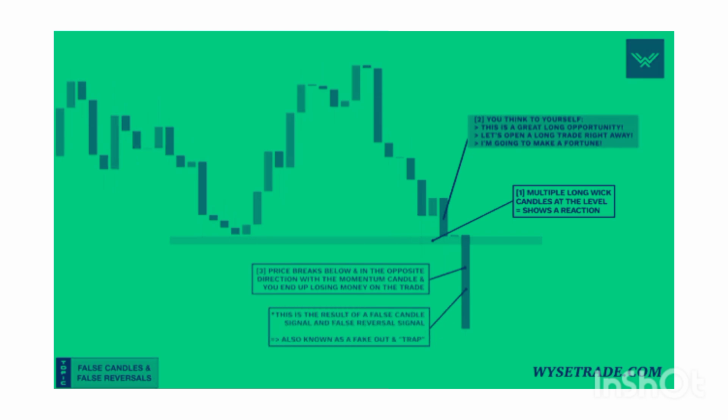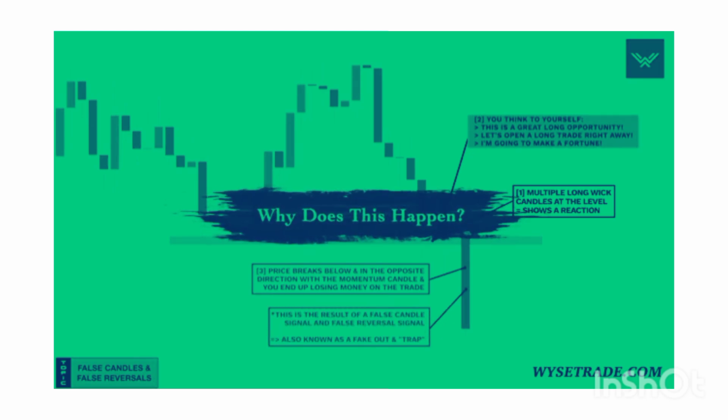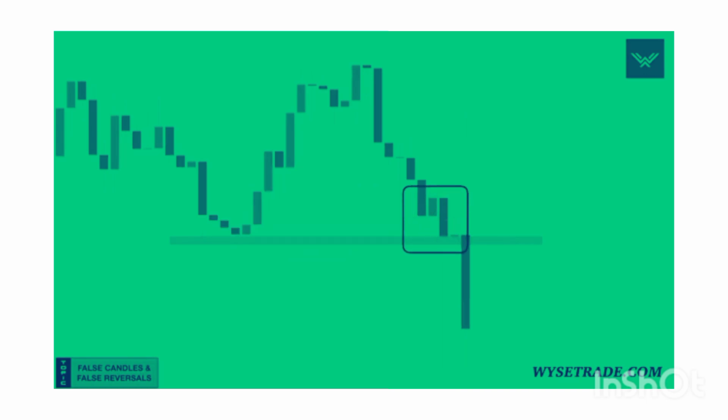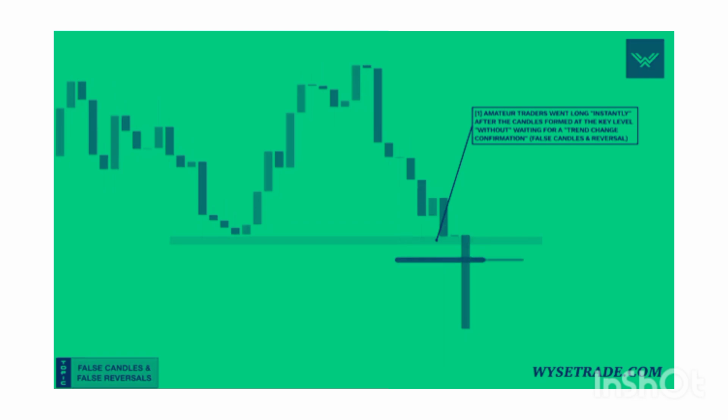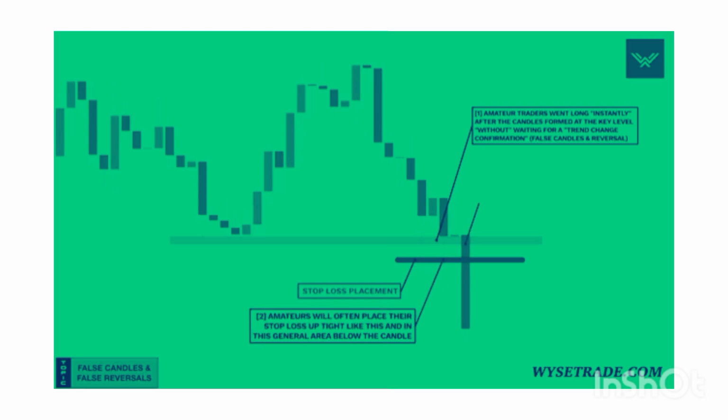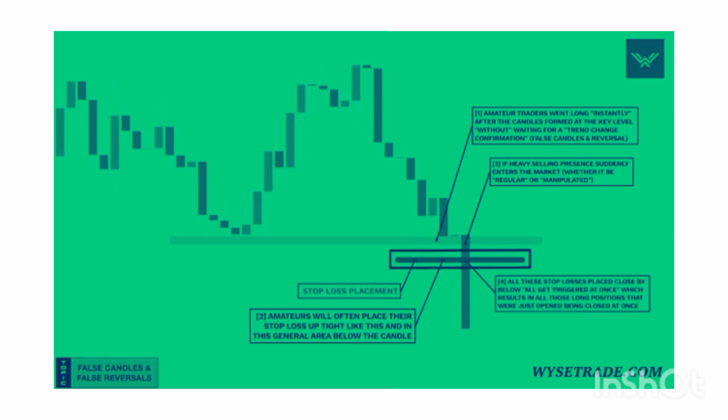This was a false reversal, also known as a fake out or a trap. So why does this happen? Amateur traders who don't wait for a trend change confirmation will enter right away after the candle patterns form at the level here. And they will often place their stop losses up tight and in this area here below the candle. If heavy selling presence then enters the market, whether it be regular or manipulated, all those stop losses placed close by below all get triggered at once, which results in all those long positions that were just opened at the level being closed all at once.